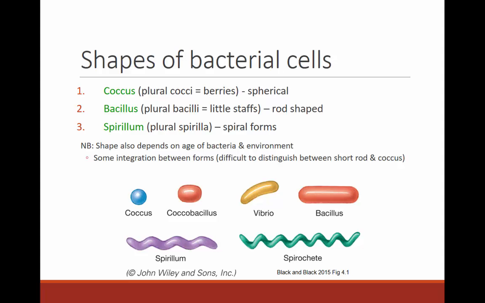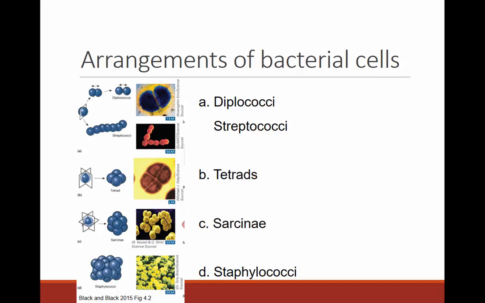So the shapes of bacterial cells are important to know. And their arrangement, once you see the shape under a microscope, you can also look at the arrangement. So are they single cells, or are they diplococci or diplobacilli? Do they form pairs under the microscope or in your smears? Or do they form chains?